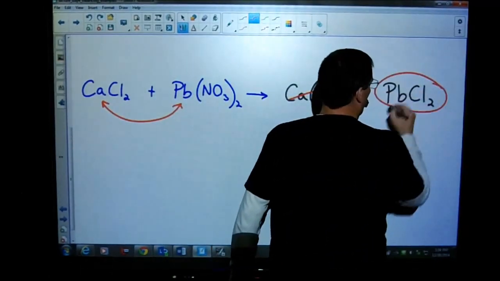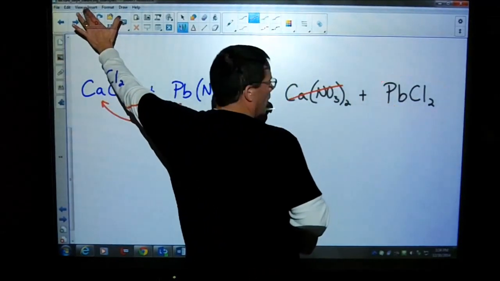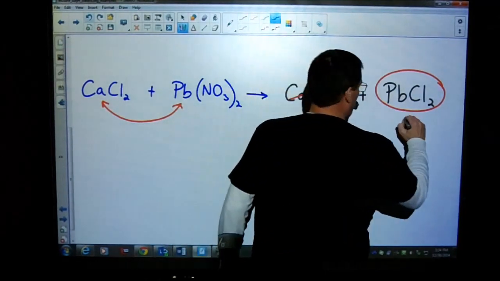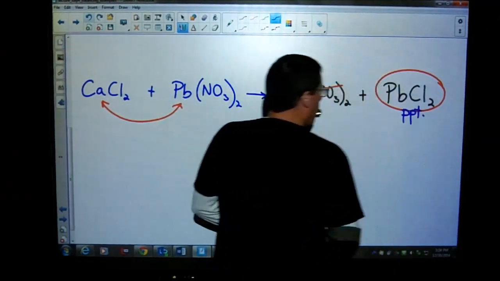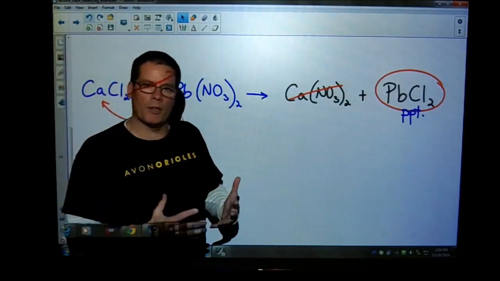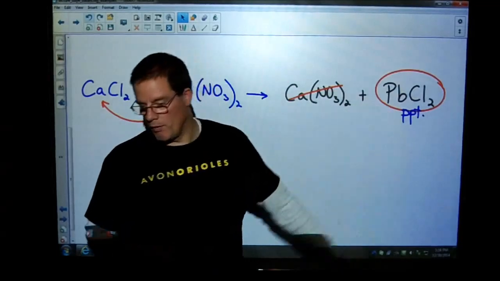Not soluble, you want to circle it and write PPT. Actually, let me do that again. Circle it and write PPT. What that means, we have a reaction. And when we look at the reaction or the things that's being formed, that is what's being formed.